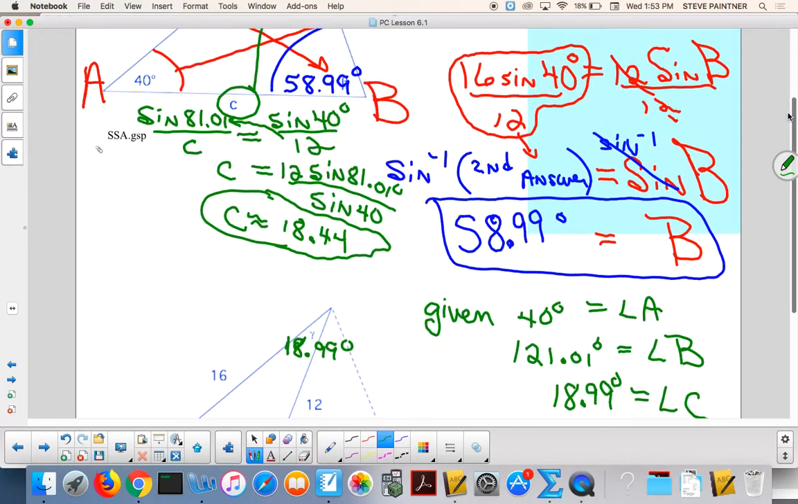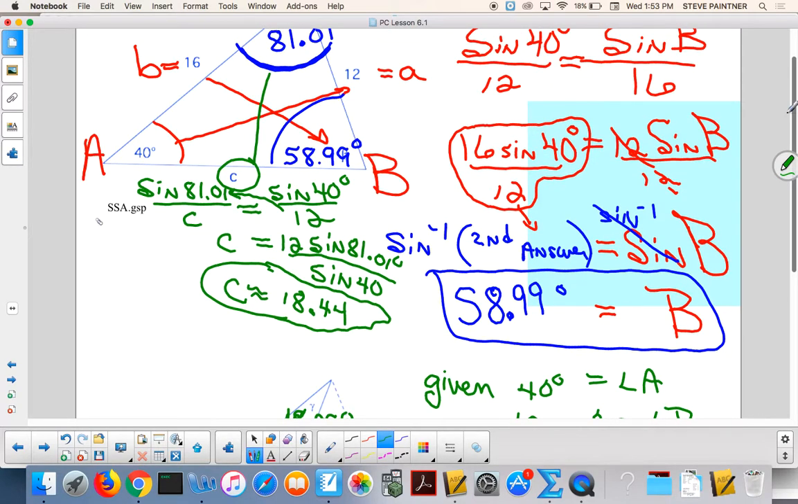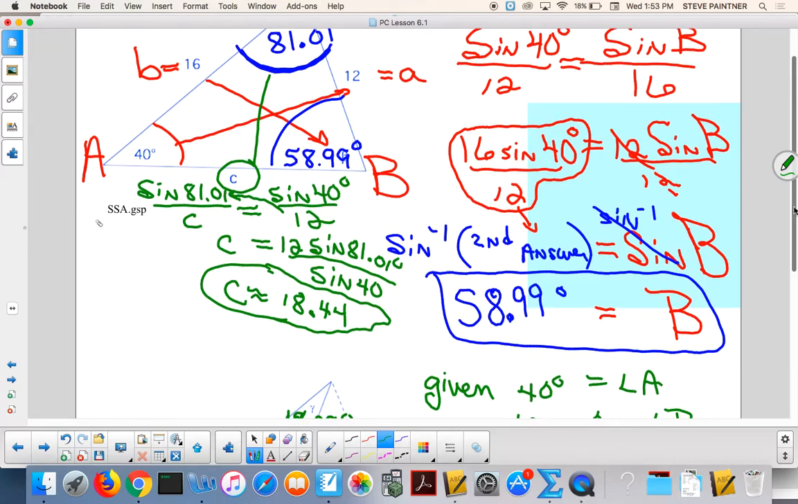So what was the first C? What was the first C when the triangle looked like this? The first C was 18.44. 18.44 right here. Okay.